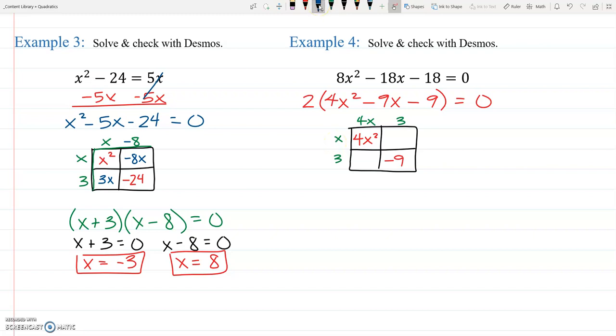This bottom left room is now going to be 12x. This upper right room is x times 3, that's going to be 3x. Can I combine 12x and 3x to get negative 9x? Yes, I do.